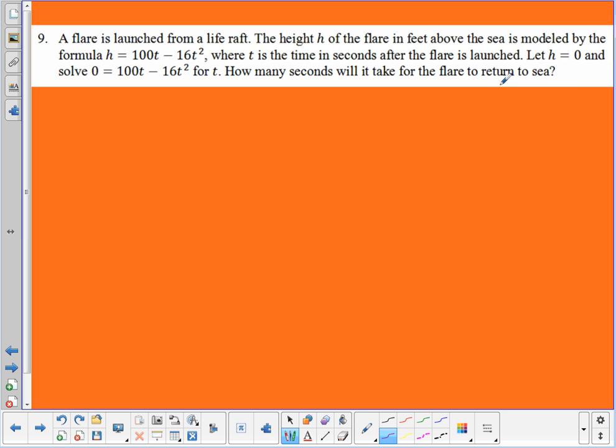So I want the flare to return to sea. That's what I'm looking for. That means my height is 0, which is why there's a 0 equal to that whole equation. So now I just need to look at that equation and figure out how do I best factor it. I have 0 equals 100t minus 16t squared. So look at the type of expression that you have that needs to be factored. In this case, there's only two terms and both of them have a t in them. So all I'm doing in this one is taking out a GCF.